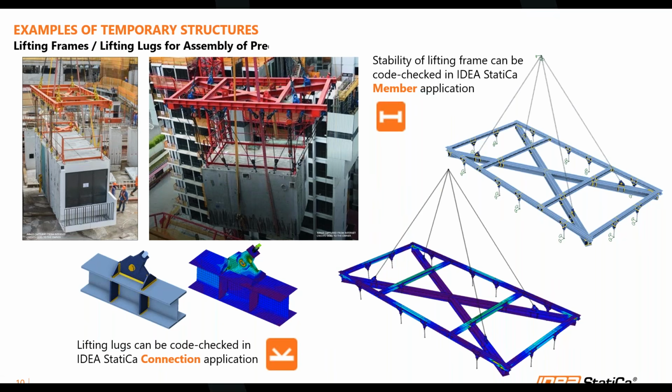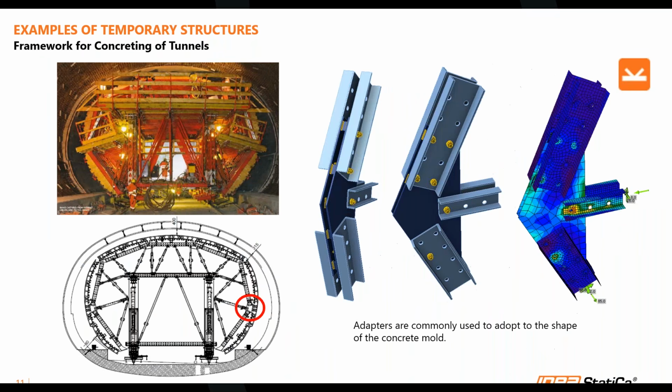So another example right here is tunnel formwork, for concreting of tunnels. For concreting of tunnels, it is very common that there are quite a number of connections itself, but due to some complexity of the shape of the tunnels, adapters are very commonly used when you try to do the connections. This is because you need to adapt to the shape of the concrete or the mold itself.